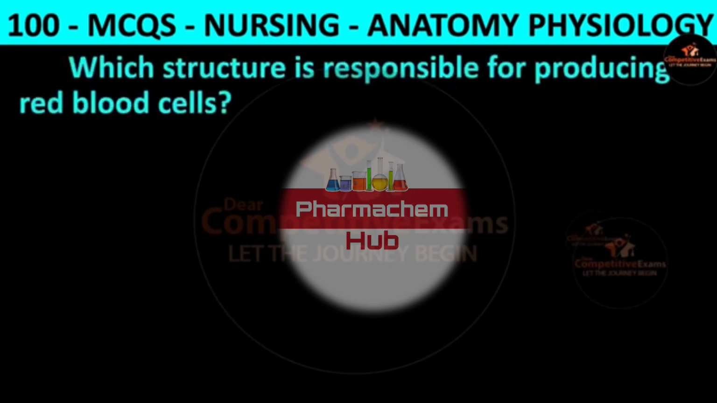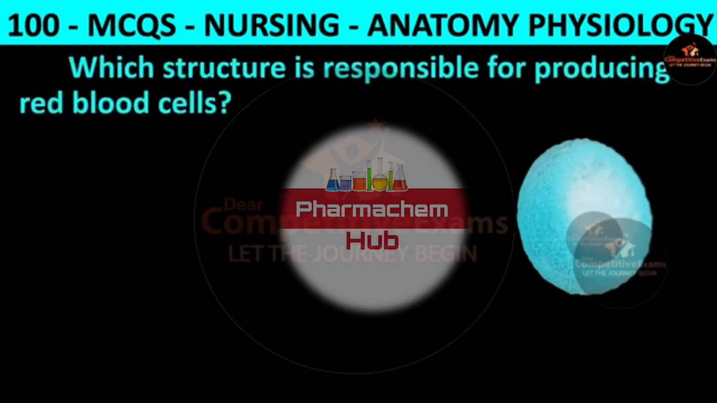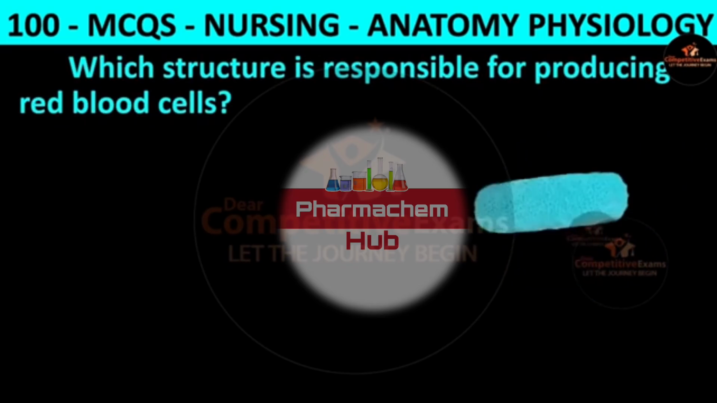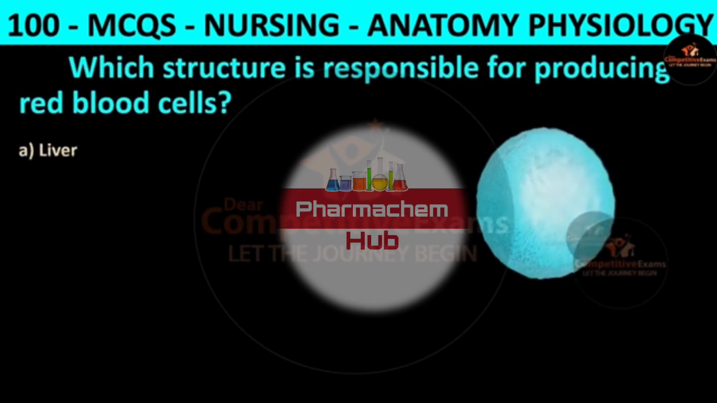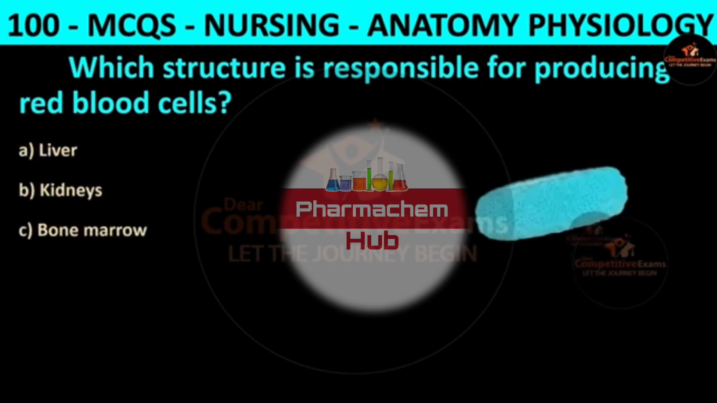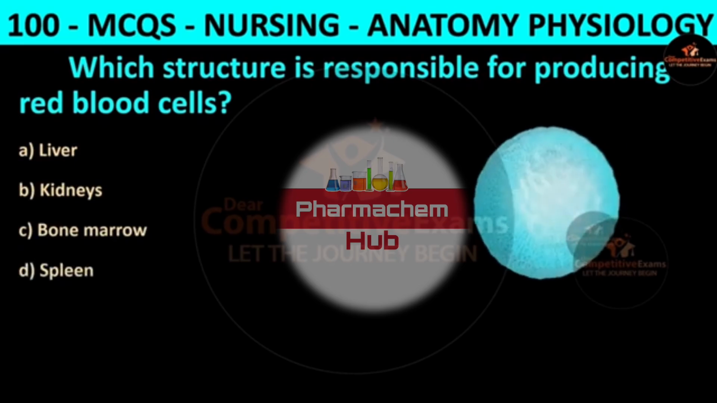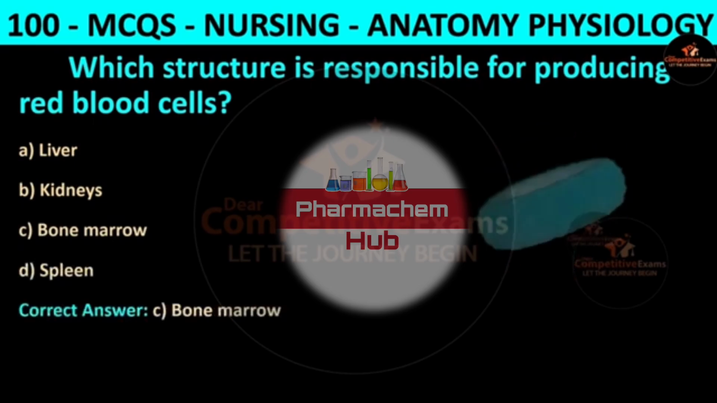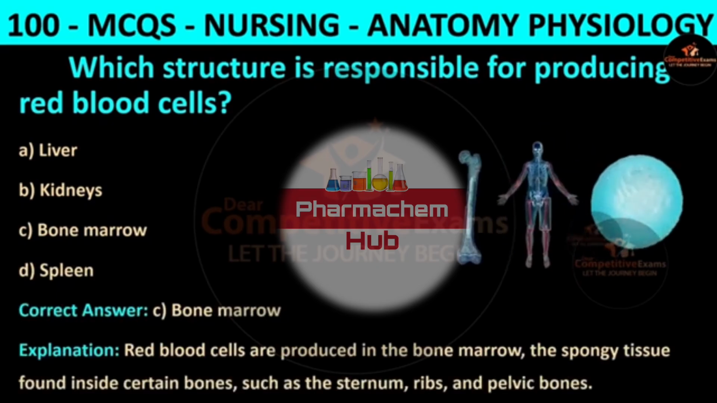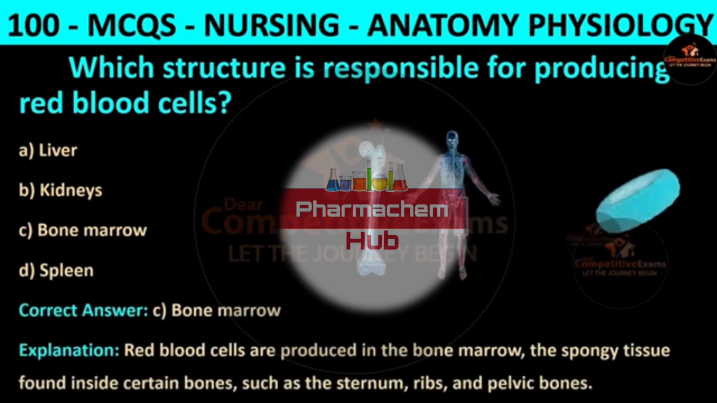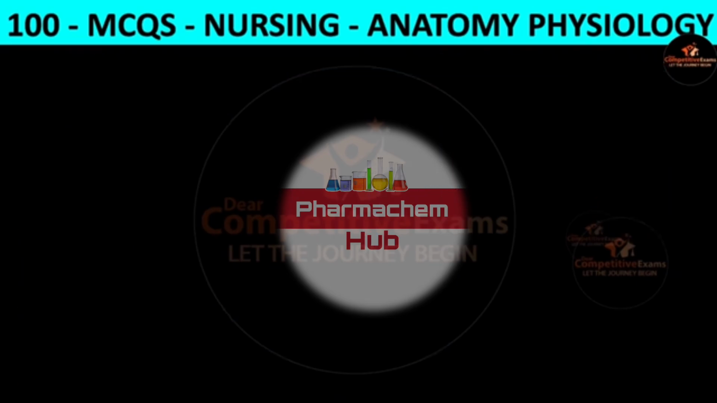Question number 93. Which structure is responsible for producing red blood cells, RBCs? The options: liver, kidneys, bone marrow, or spleen. And the correct answer is C, that is bone marrow. Red blood cells are produced in the bone marrow, the spongy tissue found inside certain bones, such as the sternum, ribs, and pelvic bones.